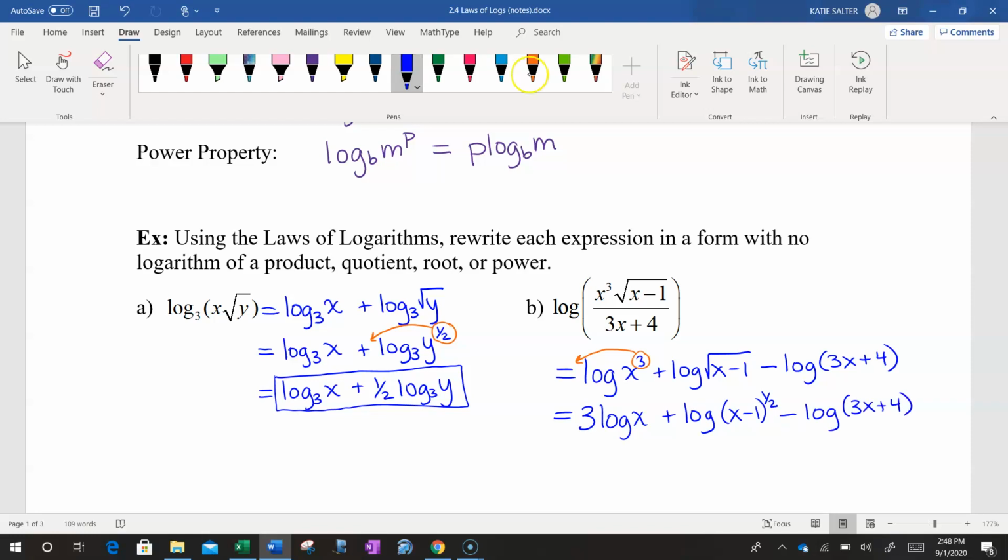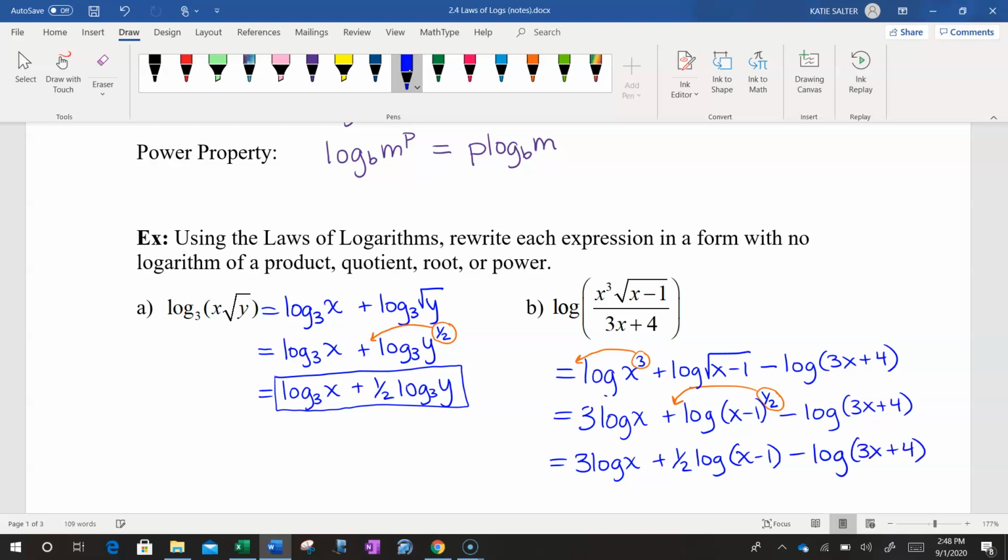And then last but not least, we can also drop this power of 1/2 down right here. So we end up with 3 log of x plus 1/2 times the log of x minus 1 minus the log of 3x plus 4.